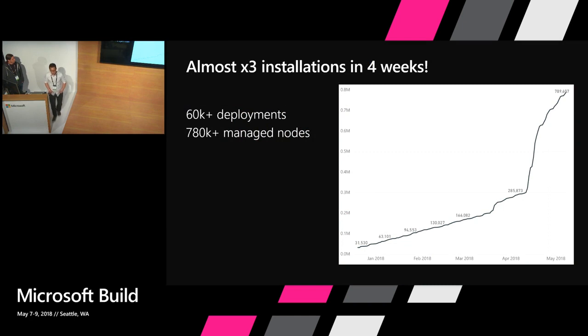We've just announced GA 4 weeks ago. We've been in technical preview for exactly a year as Project Honolulu. 4 weeks ago, we announced general availability, and since then, our deployment and installations have tripled. We're seeing 60,000 deployments and more, and almost 800,000 managed nodes being managed by Windows Admin Center currently.